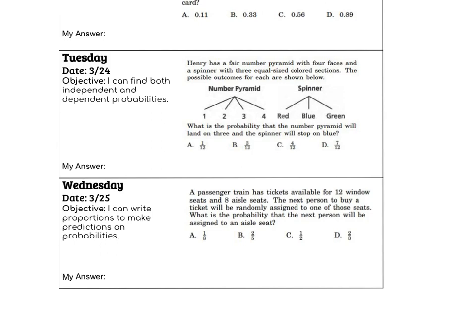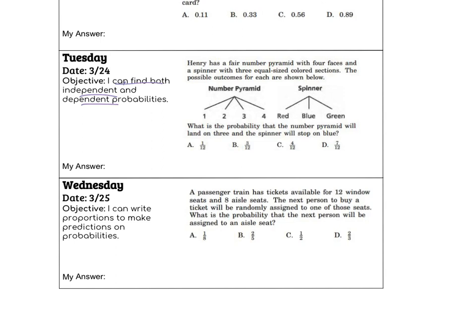So let's go over Tuesday's warm-up. The objective was still I can find independent and dependent probabilities because it was our second day of working on it. Henry has a fair number pyramid with 4 faces and a spinner with 3 equal sized colored sections. The possible outcomes for each are shown below. What is the probability that the number pyramid will land on 3 and the spinner will stop on blue?